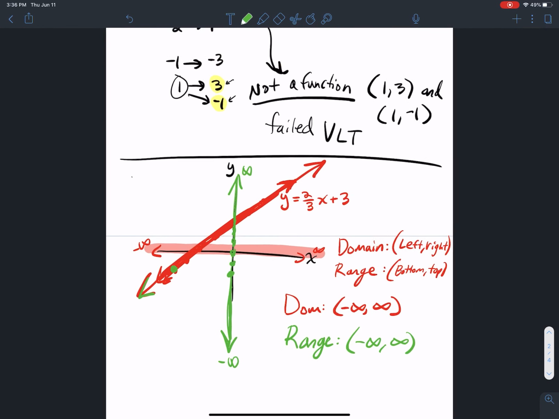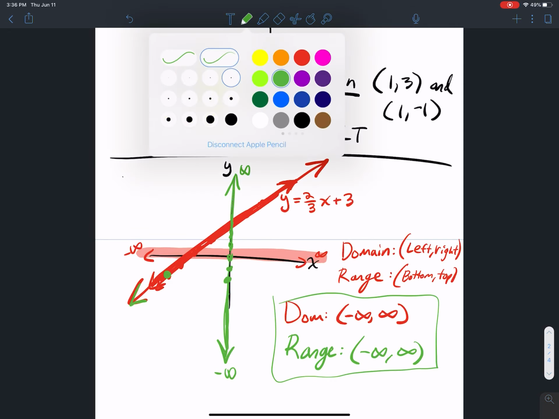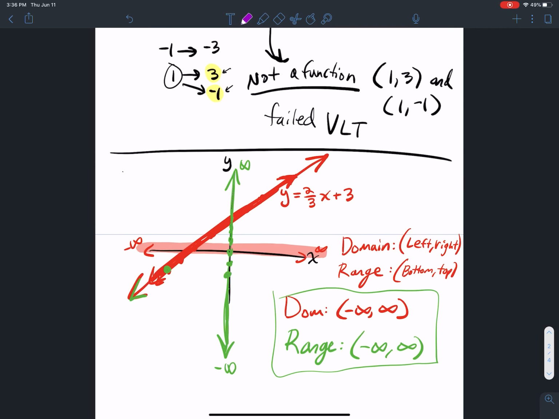And in fact, if your line is not horizontal or vertical, but it's slanted like this, then this is what the domain's always going to be, okay? If it was horizontal or vertical, then it's a little bit different, and we'll do that problem in a little bit, okay? The next question is, is it a function?